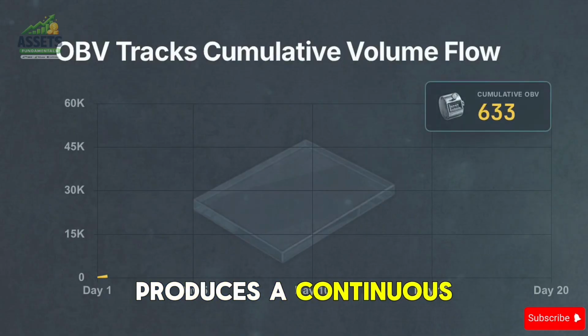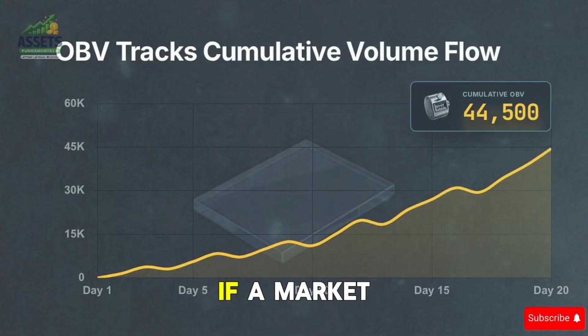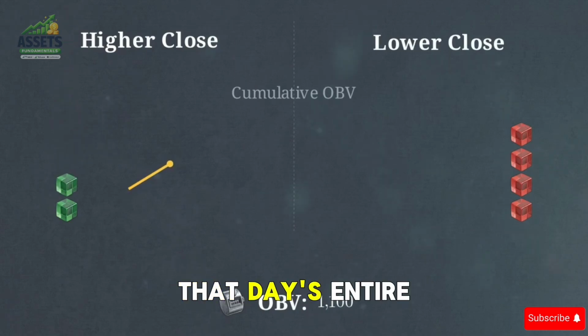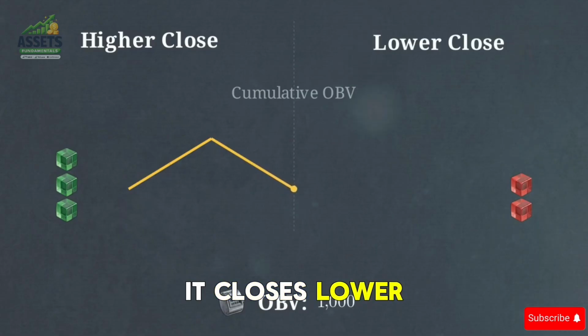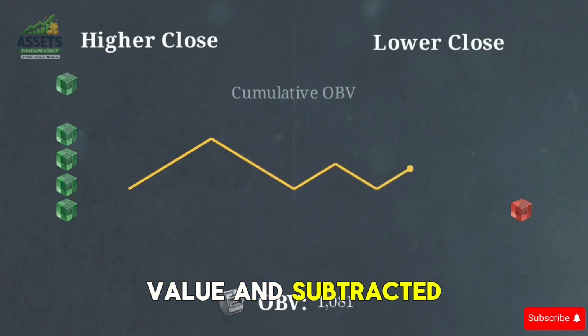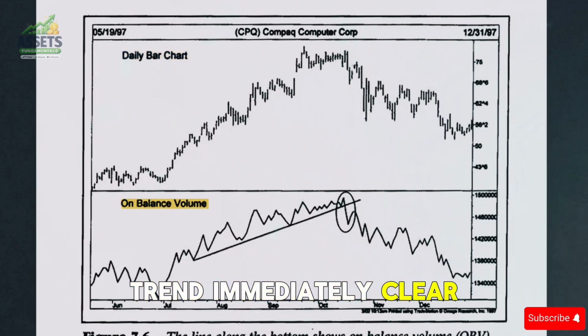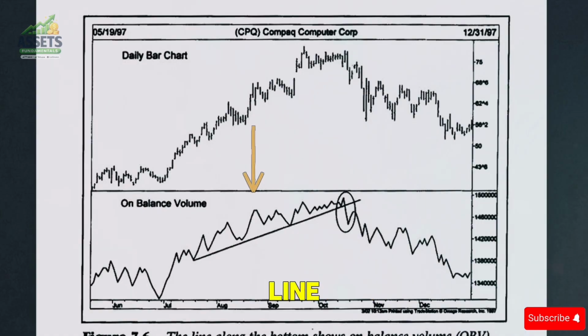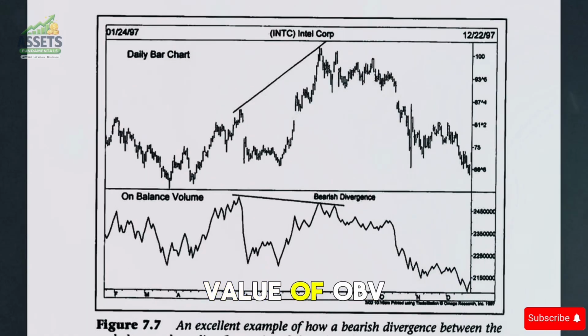OBV produces a continuous curving line by maintaining a running cumulative total of trading volume. If a market closes higher for the day, that day's entire volume is assigned a positive value and added to the total. If it closes lower, the volume is assigned a negative value and subtracted. Looking at this daily chart for Compaq, the OBV line plotted along the bottom makes the volume trend immediately clear. The running total creates a rising line that perfectly mirrors the upward series of peaks and troughs in the price action above it. But the true value of OBV appears when it stops mirroring the price.